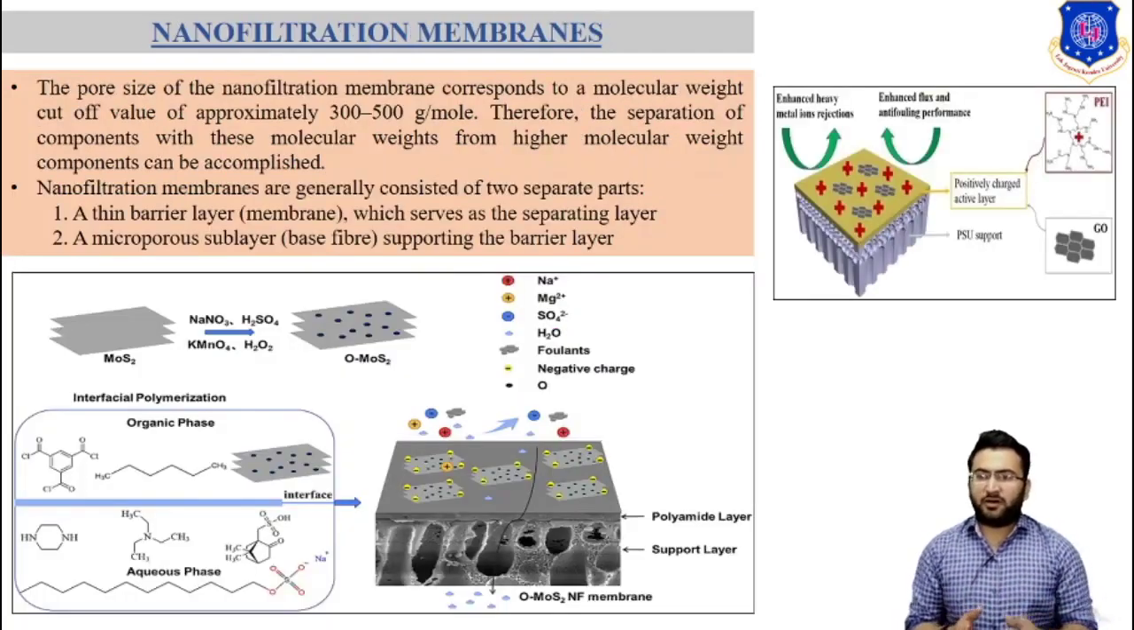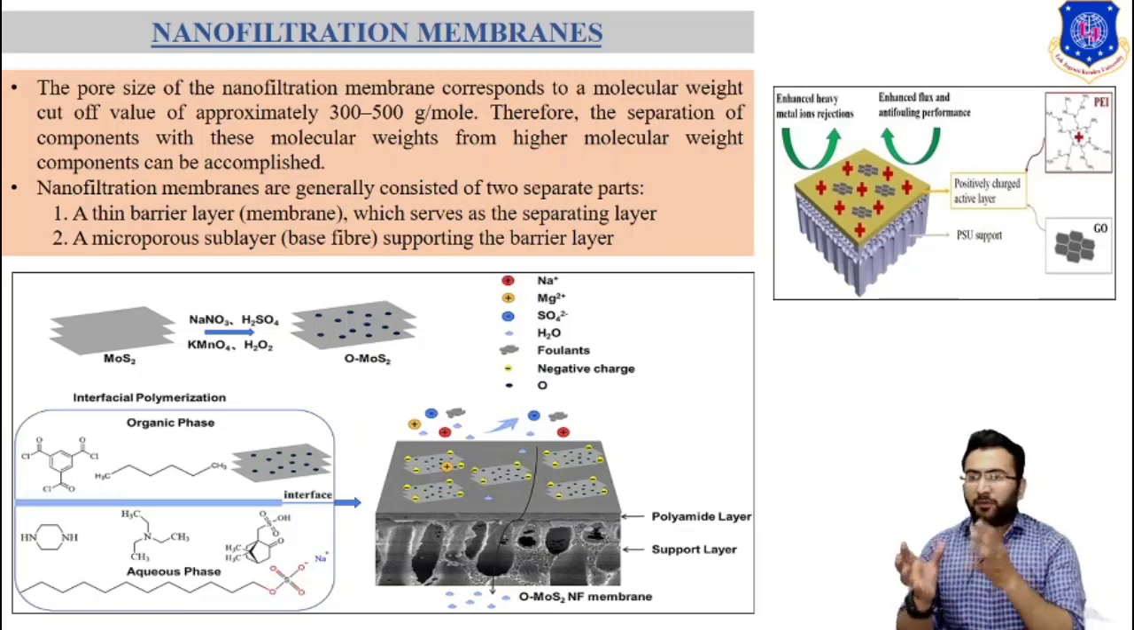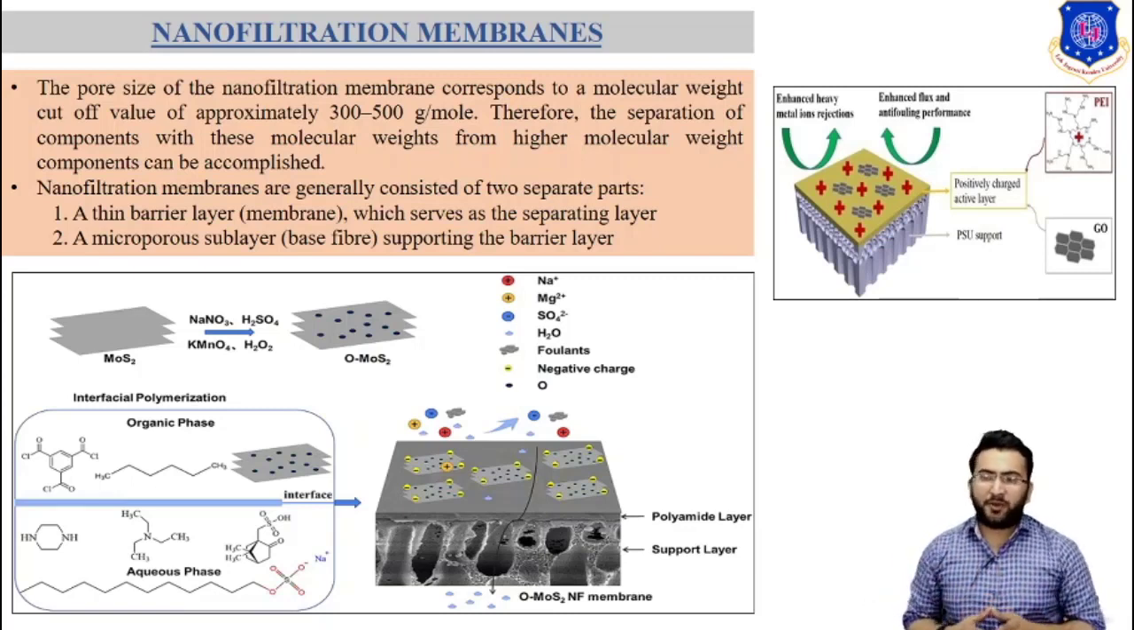Now let's discuss the nanofiltration membrane. The pore size of a nanofiltration membrane corresponds to a molecular weight cutoff value of approximately 300 to 500 gram per mole. Therefore, components with higher molecular weight can be rejected. Moreover, nanofiltration membranes have a slightly charged surface because the dimension of the pores is less than one order of magnitude larger than the size of ions. Charge interaction plays a dominant role at the surface of the membrane. The effect can be used to separate ions with different valence.